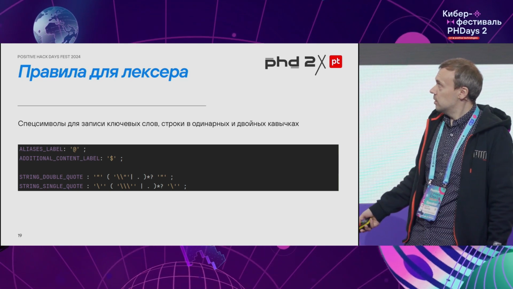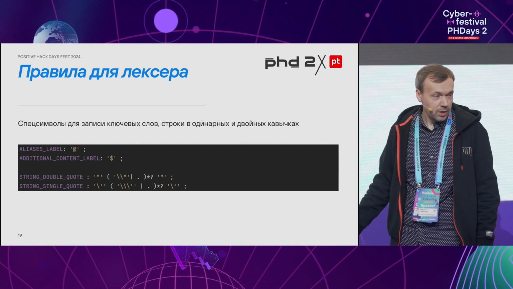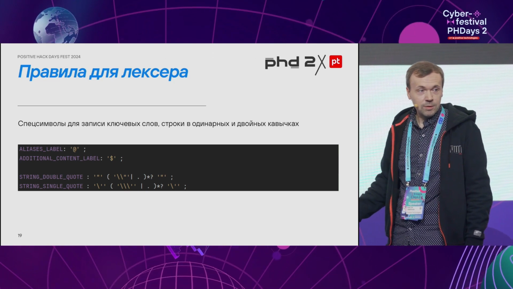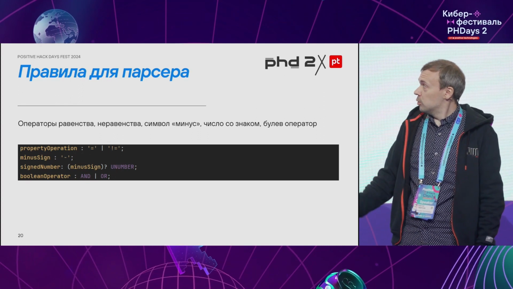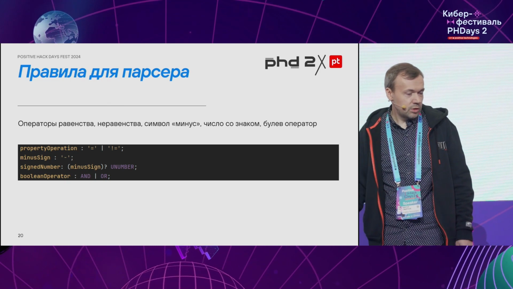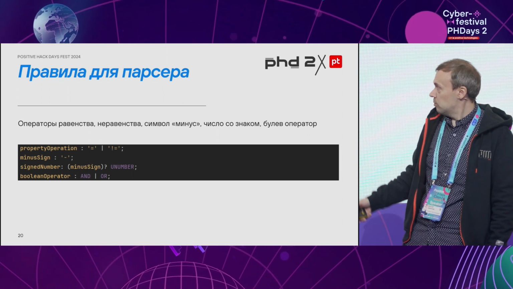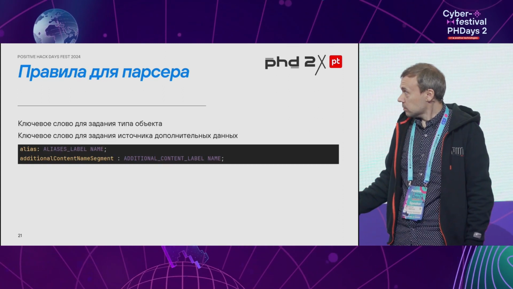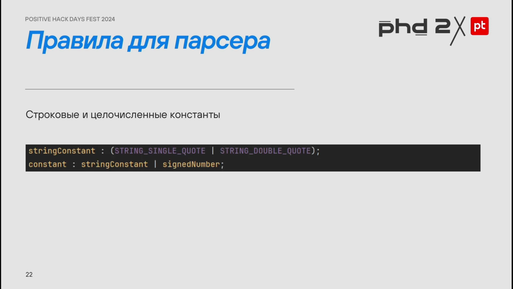Besides that, we need some keywords, which will be defined by special symbols. Each keyword will start with a special symbol. And we will also need strings in single and double quotation marks. Then we need operators for comparison, the minus symbol, and we will consider Boolean operators as AND or OR. Keywords are put like this. They start with a special symbol, and then they have some kind of name.